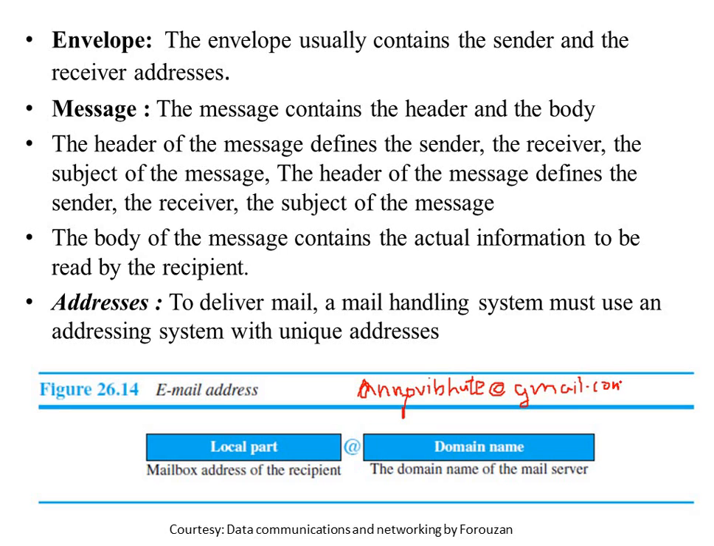So the local part is nothing but the mail address of the recipient, and this at sign is the essential part, and after that, whatever follows is the domain name. Your mailbox is present on which server, that is told by the domain name. Okay, so this is how you will be proceeding with the email.